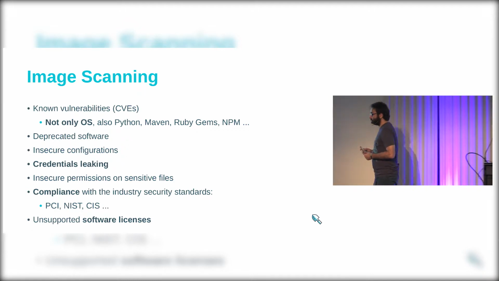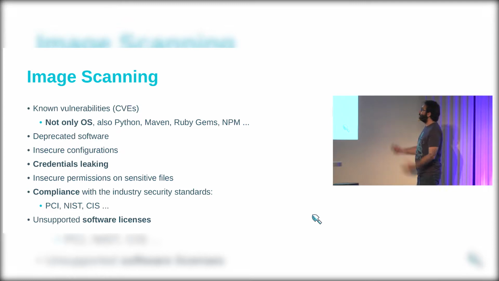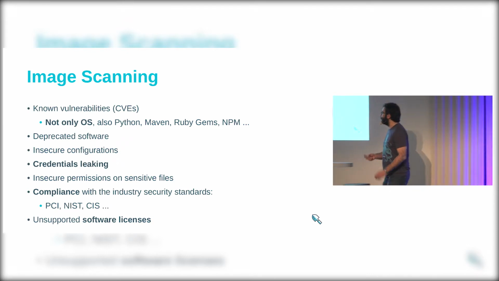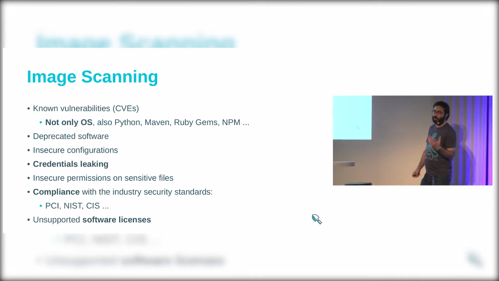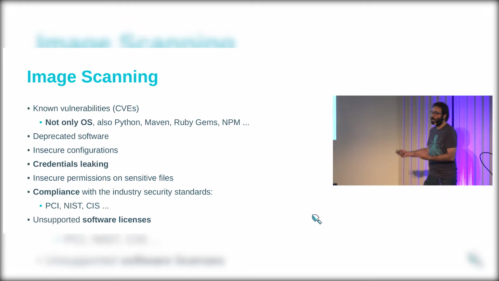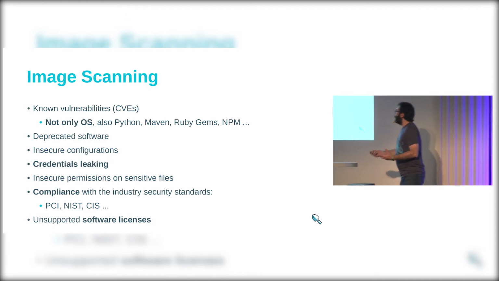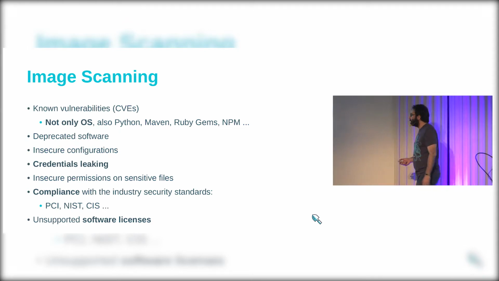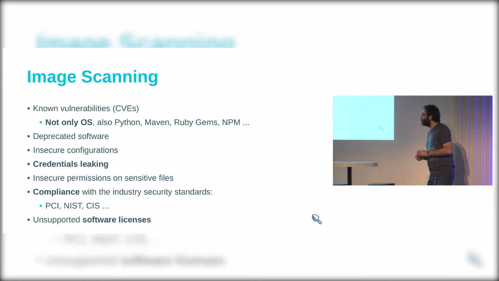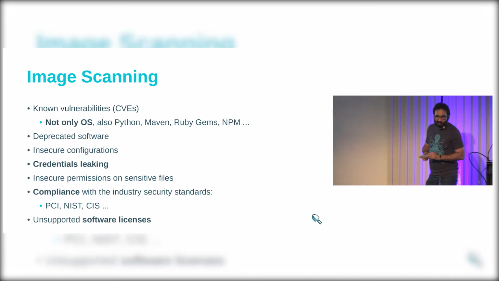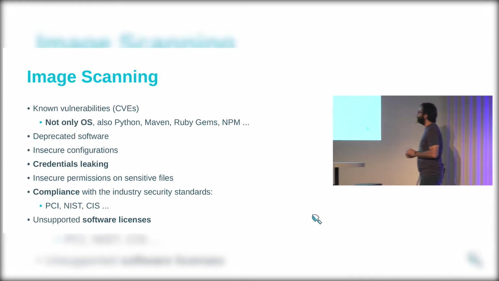We also can find deprecated software and configurations that are not secure. That one I bolded because of credentials leaking. If you run a search on GitHub looking for a password, you are going to see a lot of passwords. We cannot tolerate that kind of thing. Insecure permissions or sensitive files. I remember this case when I was younger and I did several Ruby on Rails developments. Well, I remember the database .yaml config being in the Git. It's okay. We need to take this seriously.